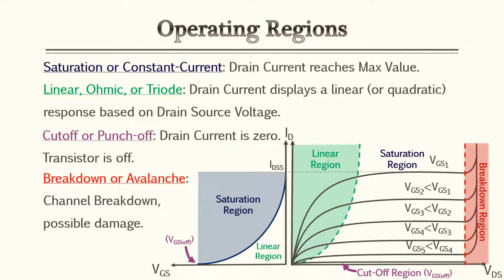Your next region is your cutoff region. This is when your drain current is 0. In other words, your transistor is off. Your last region is your breakdown region. This is typically when you have a channel breakdown or possible damage to your FET.